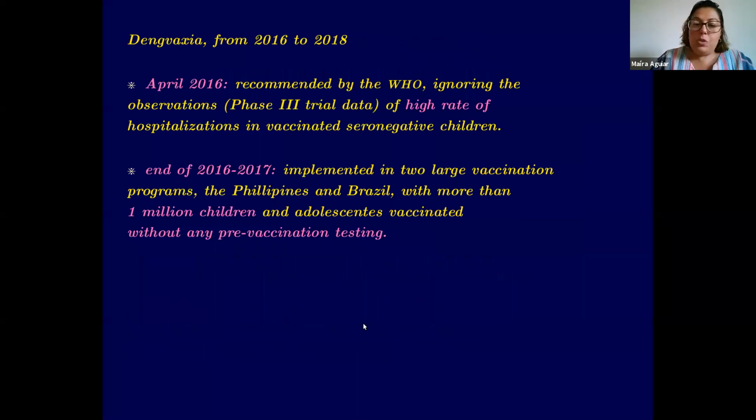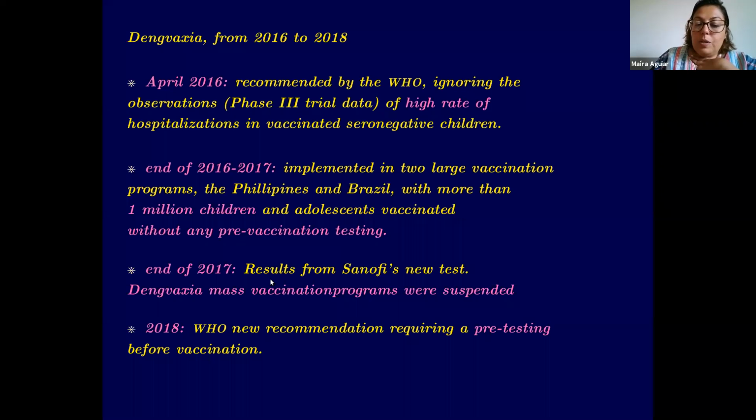And here is the summary of the story. In April 2016, this vaccine was recommended by the WHO, even after observing a high rate of hospitalizations in seronegative children in comparison to those who had already been exposed to the virus, the seropositive. At the end of 2017, the vaccine was implemented in 2 large vaccination programs, one in the Philippines, even before the vaccine was licensed. The Philippines vaccinated more than 1 million children, and the south of Brazil, where dengue is not a problem, vaccinated more than 300,000 people, most of them seronegative, without any pre-vaccination testing.